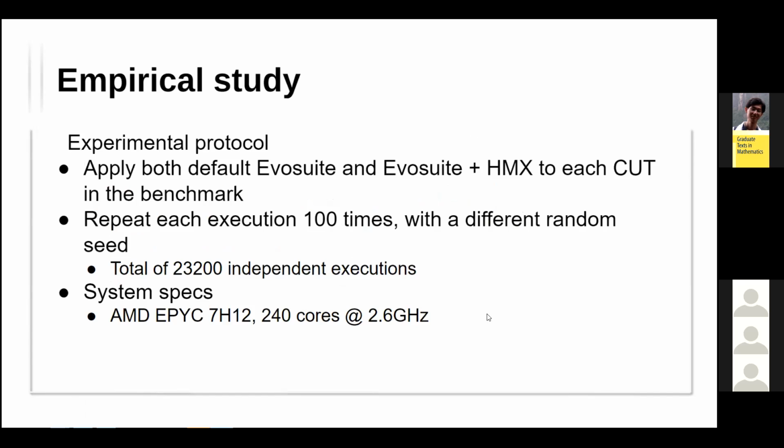So the experimental protocol is that we apply both the default AbleSuite, without the hybrid operator, and then with the hybrid operator, to each class under test and benchmark, and repeat each execution about 100 times with a different random seed each time. So that's a total of about 23,200 independent executions on this system. Apparently, according to the authors, it also took about 80 days of consecutive operation to get all the test cases out. So a very long time.